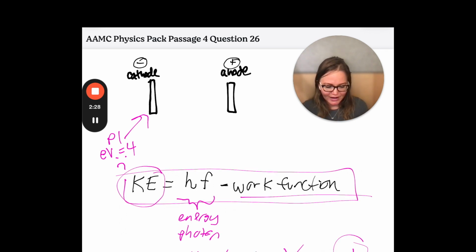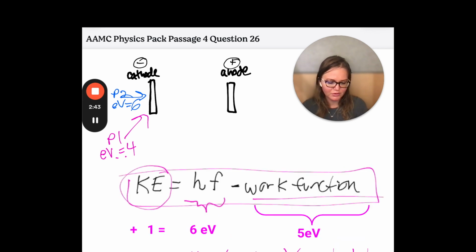But let's say now we go ahead and we have photon 2. And photon 2 hits our metal and it has an eV of 6. So it has 6 electron volts of energy. Well, all of a sudden, if we take this same equation, right? So now we have a photon with 6 electron volts of energy, which is greater than the metal's work function of 5 electron volts of energy. So now we go ahead and eject an electron from that metal. That's going to have a little bit of kinetic energy to start. That 1 electron volt that was left over is going to turn into kinetic energy that propels that electron towards the anode.